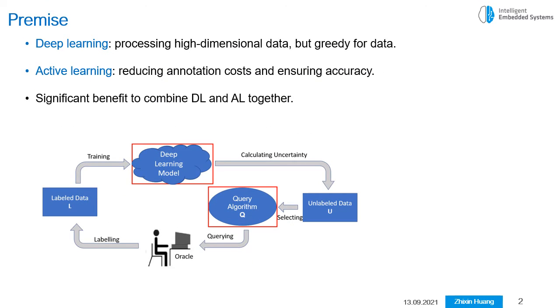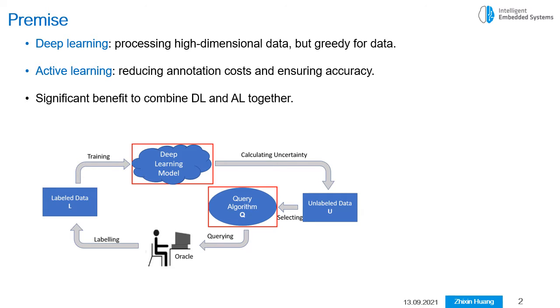Deep learning has a strong learning ability to process high-dimensional data and extract features automatically, while deep learning is often very greedy for data. Active learning is concerned with reducing annotation costs effectively and ensuring a predetermined level of accuracy. However, a major challenge in active learning is its lack of scalability to high-dimensional data. Therefore, an approach that combines deep learning and active learning will significantly expand their application potential.